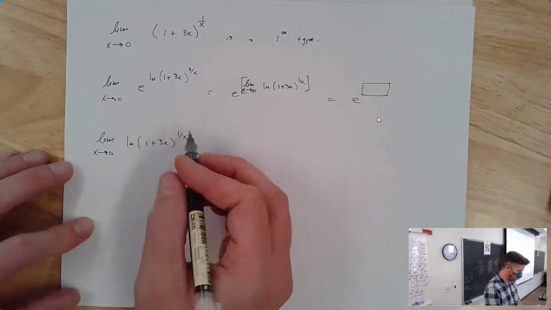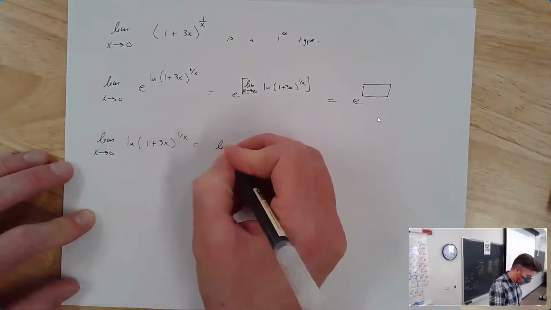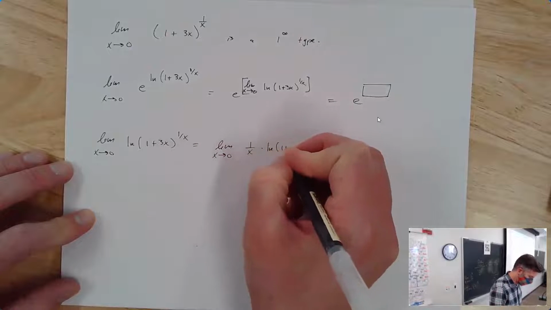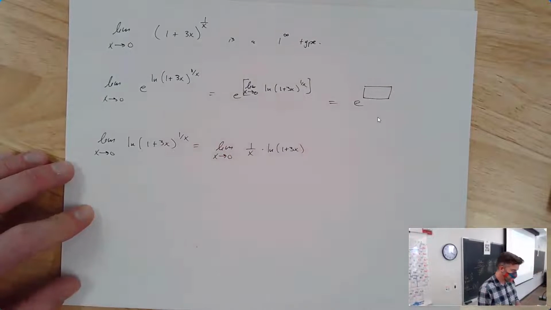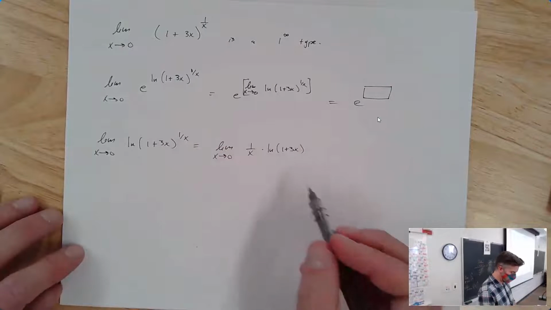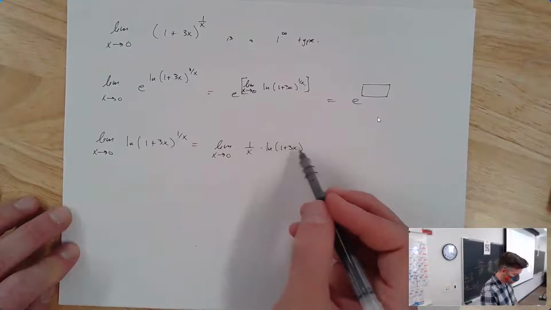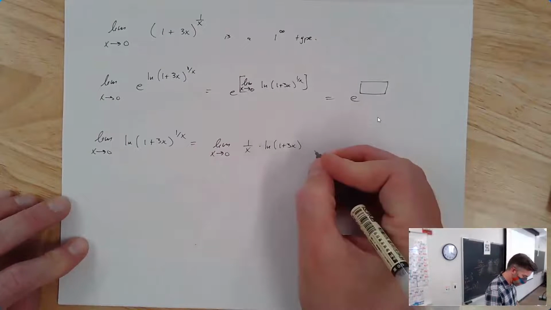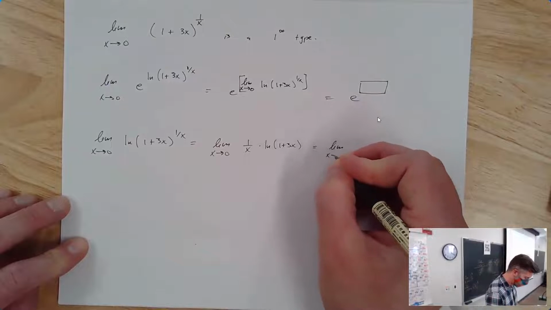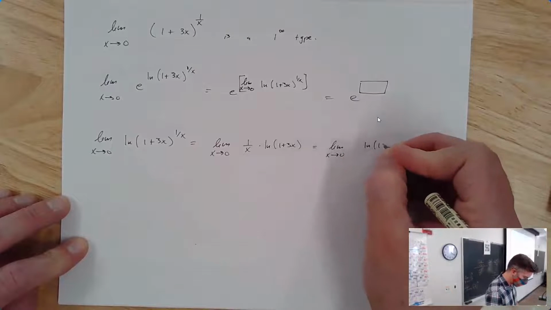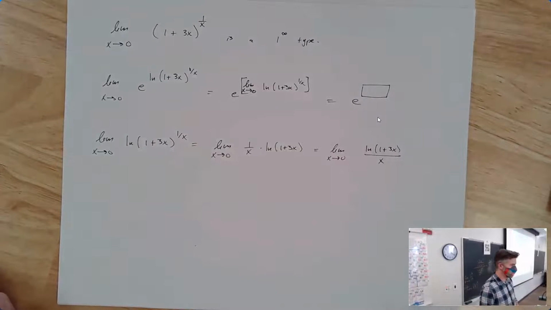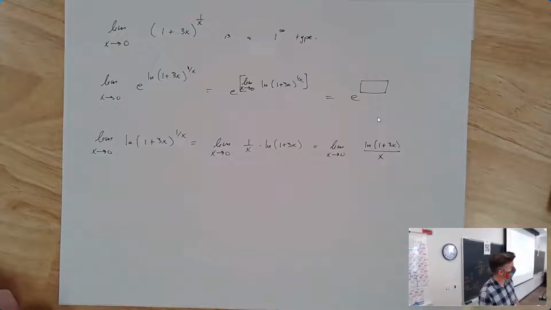Similar process. We bring the power down. You have the limit as x goes to 0 of 1 over x times the natural log of 1 plus 3x. And you might say to yourself, I have an infinity times a 0, but really you have a 0 over 0. Because you could really just write this as the limit as x goes to 0 of the natural log of 1 plus 3x over x. Same thing. And then we use L'Hopital's rule because we have a 0 over 0.